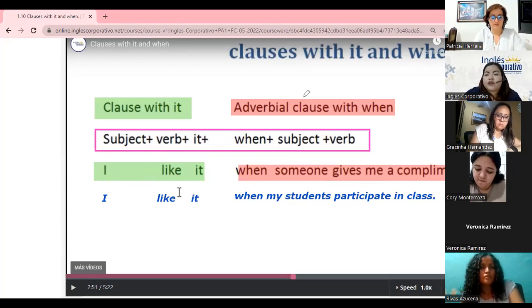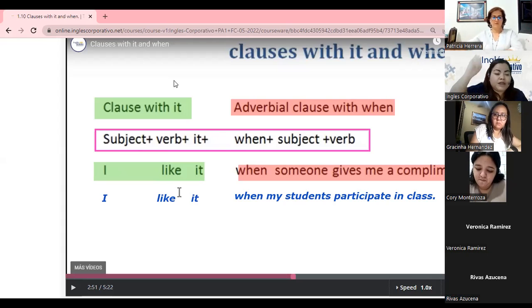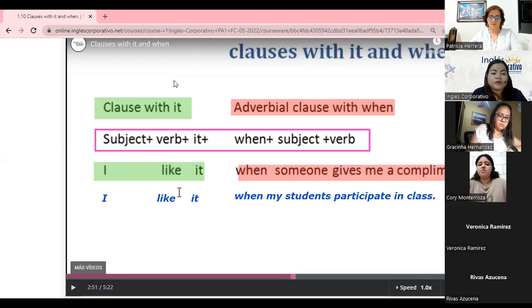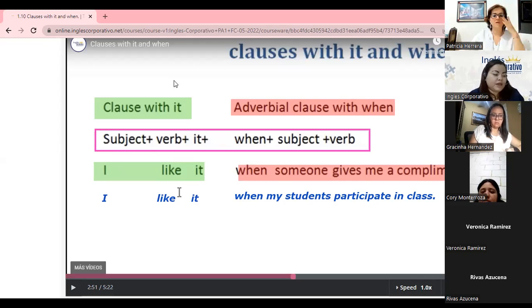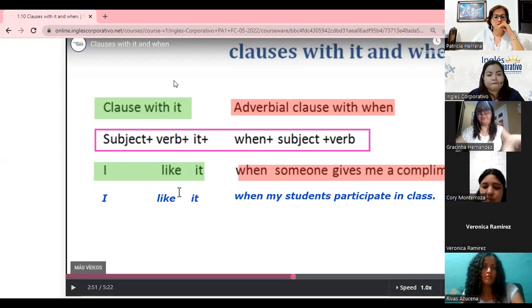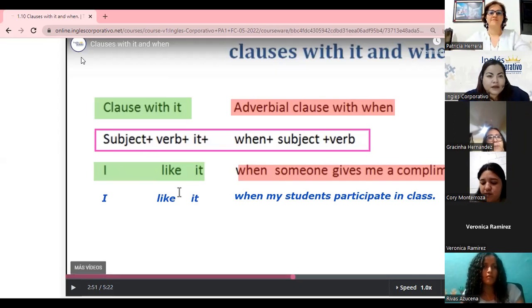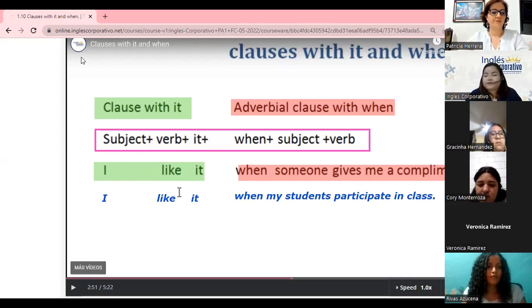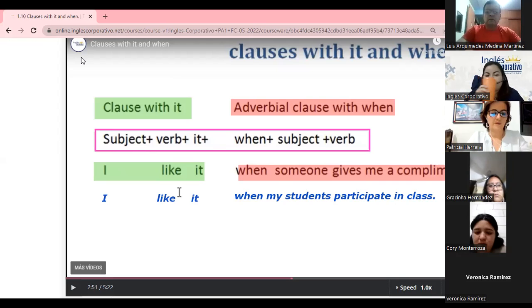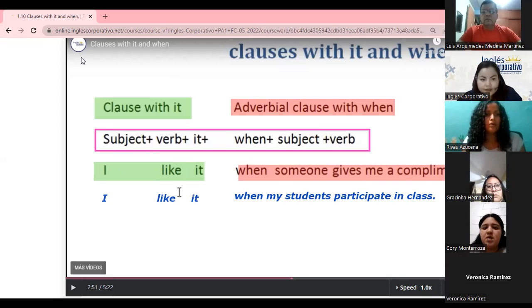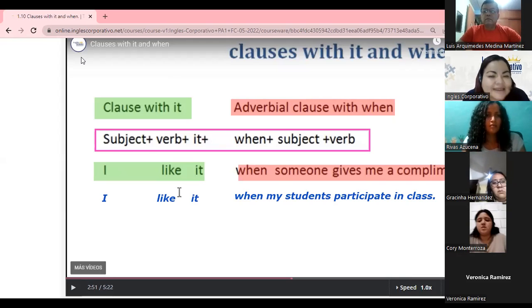Now, what are your examples? I want to see them in the chat. And if you want to say them out loud, please raise your hand in Zoom so we can share the information. Let's do it. Do it now. Okay, teacher. Are we going to write in the chat? Yes. I need to see how you write.